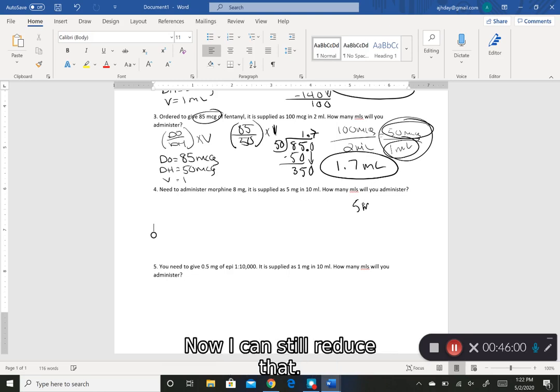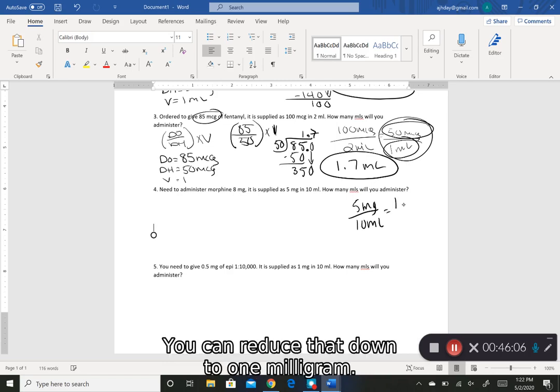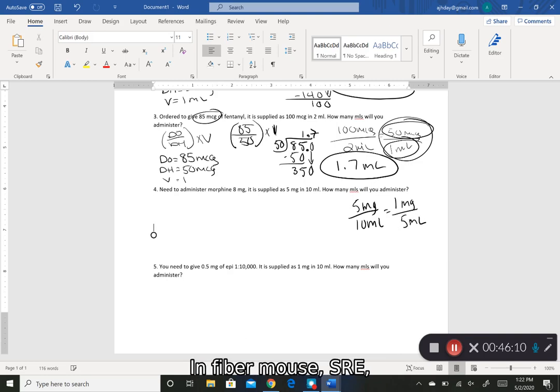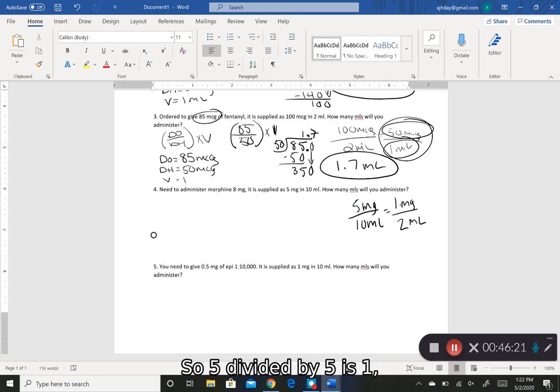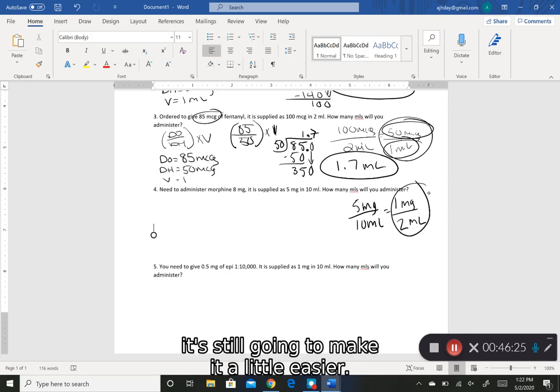Now I can still reduce that. 5 milligrams and 10 mLs, we can reduce that down to 1 milligram and 2 mLs. I've done too much math for today. I'm just dividing by 5. So 5 divided by 5 is 1, 10 divided by 5 is 2. So I'm going to use this concentration because it's still going to make it a little easier.